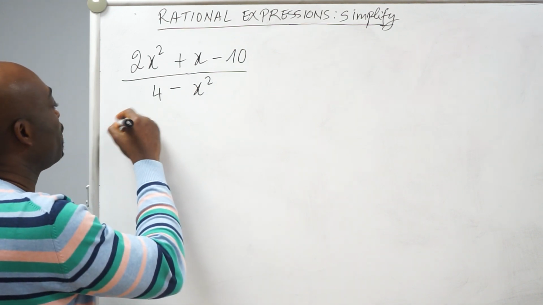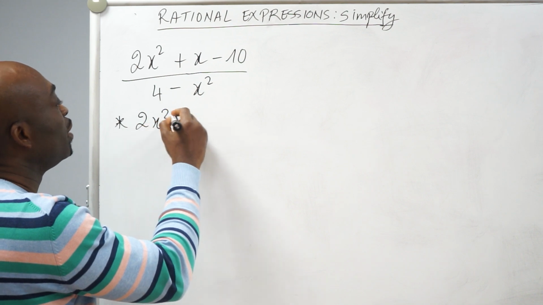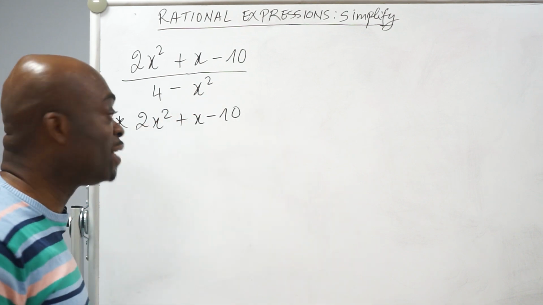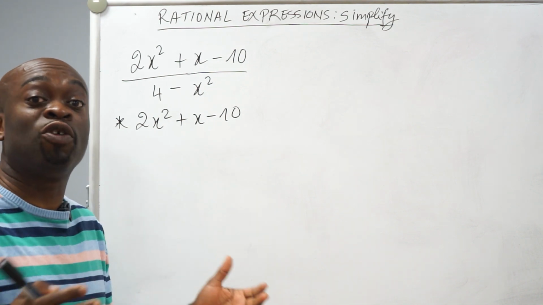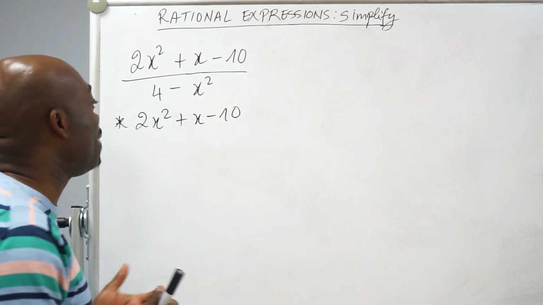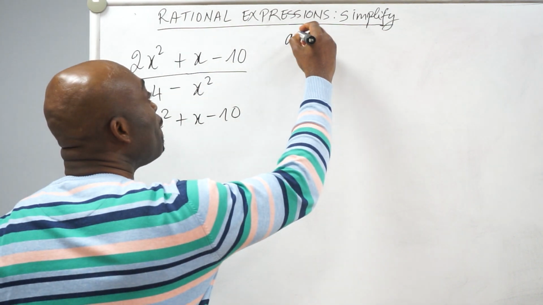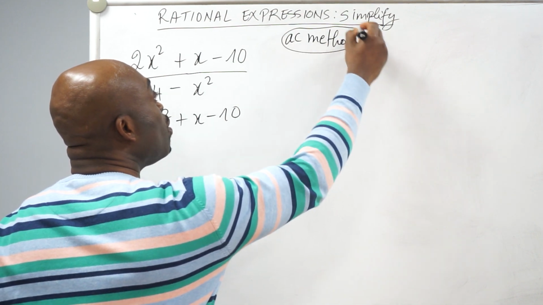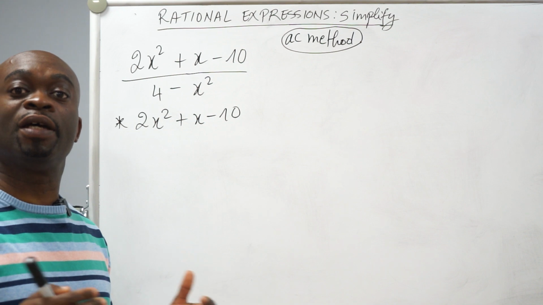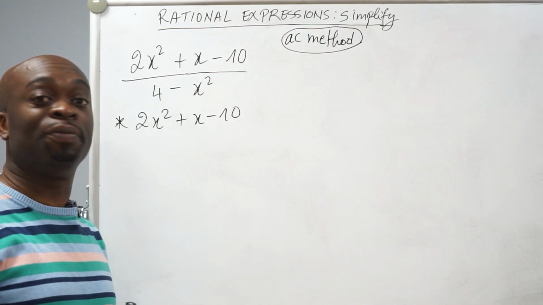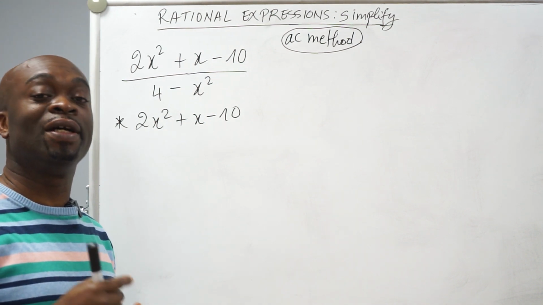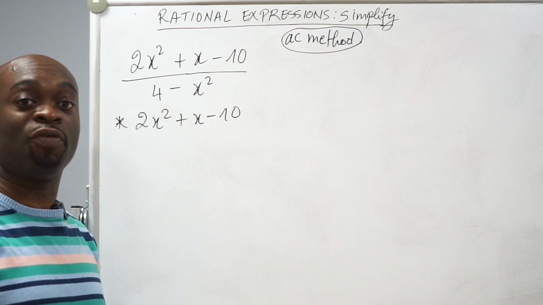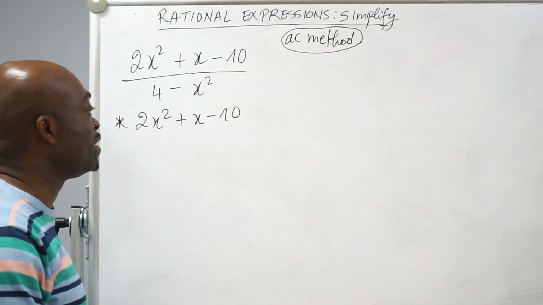The first thing we do is take 2x squared plus x minus 10 and factor that. So what do we have here? This is a trinomial, 3 terms, so that means we can use the AC method. We spoke about the AC method a lot in our previous videos, so you can go on our YouTube channel and find those videos, or I will definitely link it over here as well so that you can have easy access to it.